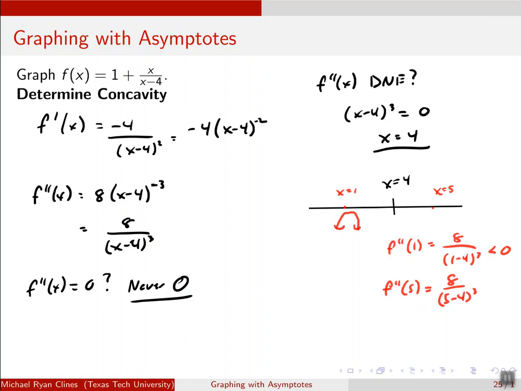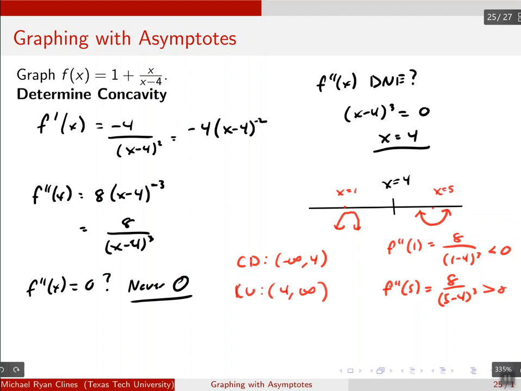That's a positive number divided by a positive number. That's greater than 0. Finally, some positivity in our lives. So, on this interval right here, we're actually concave up. To write this in interval notation, we're concave down on the interval negative infinity to 4. We're concave up on the interval 4 to infinity, everything non-inclusive.